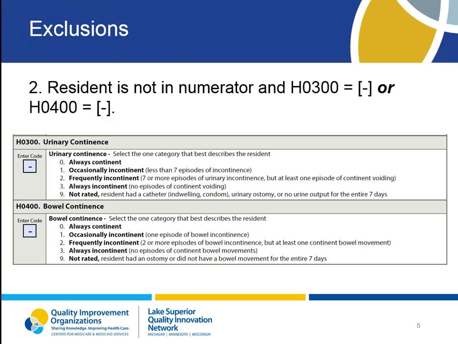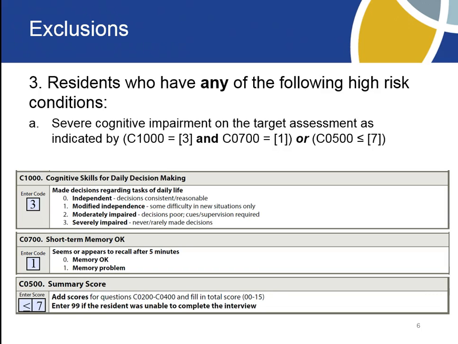The second exclusion is that the resident is not in the numerator and urinary or bowel continence was not assessed. So it would be coded as a dash in H0300 or H0400. The third exclusion is that the residents have any of the following high-risk conditions. Severe cognitive impairment on the target assessment, so C1000 would be coded as 3, and C0700 would be coded as 1, or C0500, the summary cognitive score, would be coded at or less than 7.